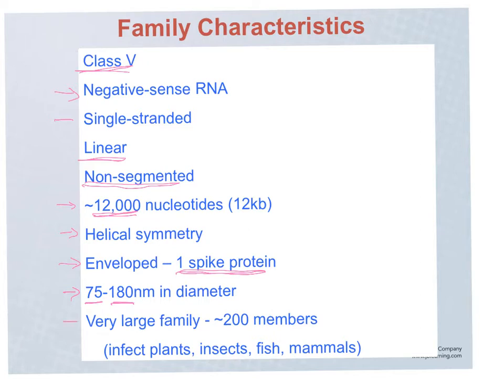This is a huge family. There are more than 200 members in this Rhabdoviridae family, and they infect a wide range of organisms, from plants to insects, fish, and mammals. We'll be focusing in on the ones that infect mammals for our purposes, but it's just a really super large family of viruses.